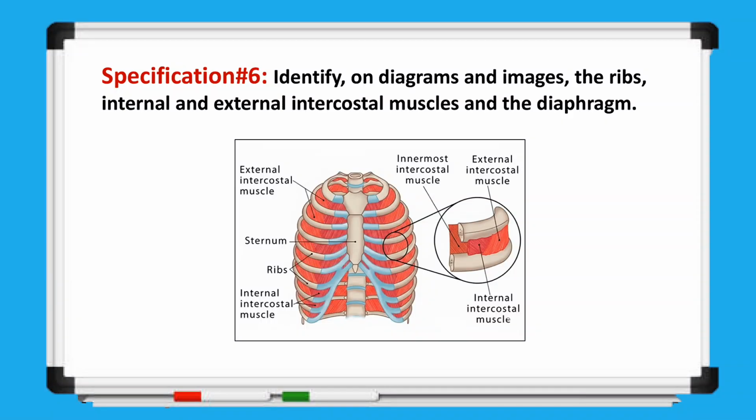Next, we have specification number 6. It asks to identify, on diagrams and images, the ribs, internal and external intercostal muscles, and the diaphragm. Now, let's help identify and locate these structures one by one.